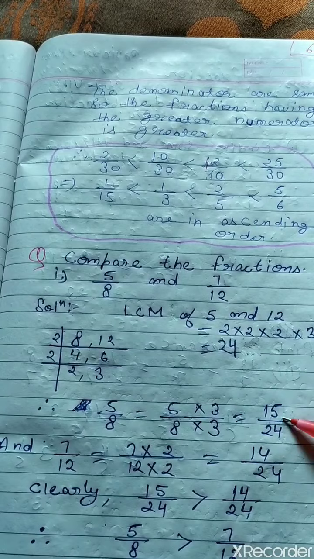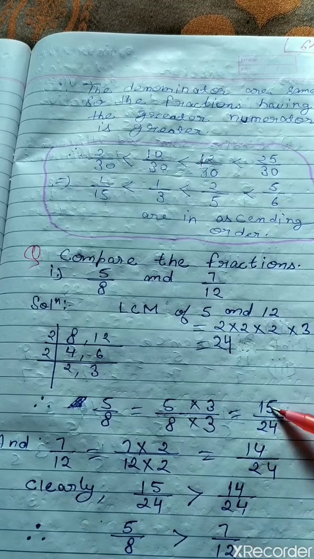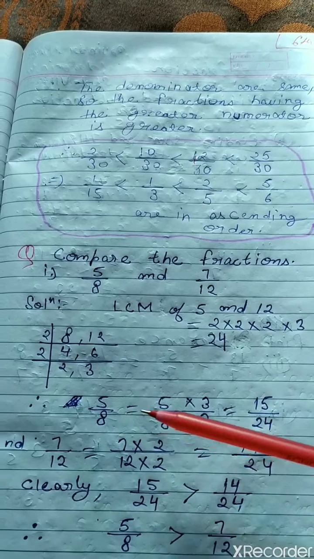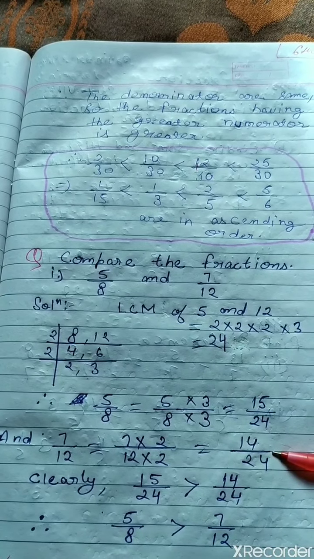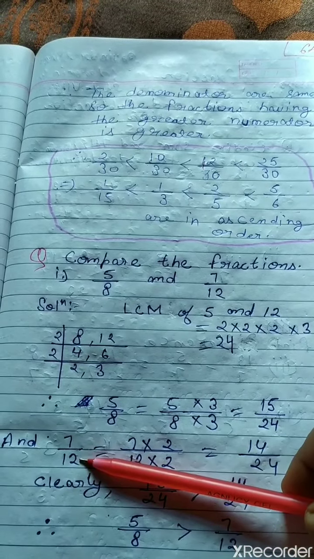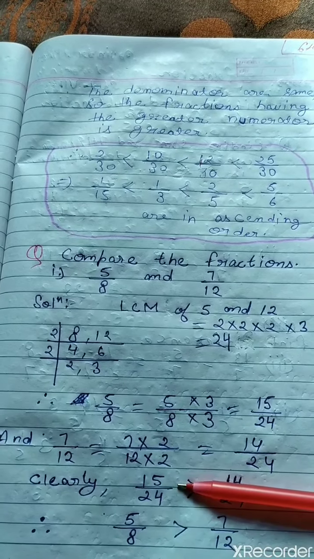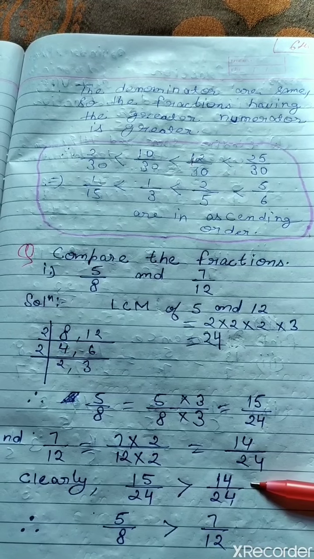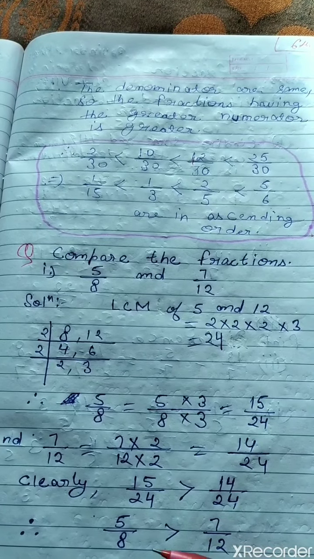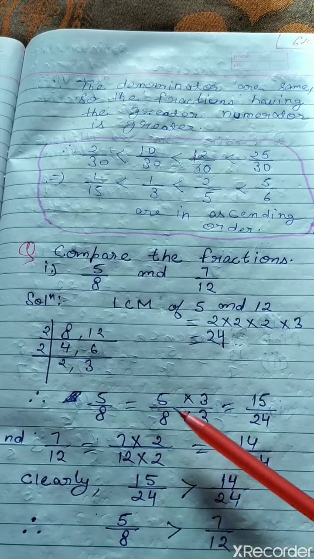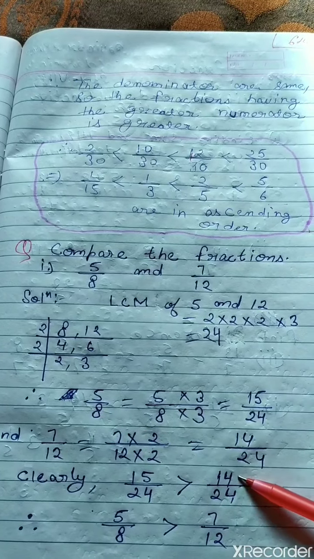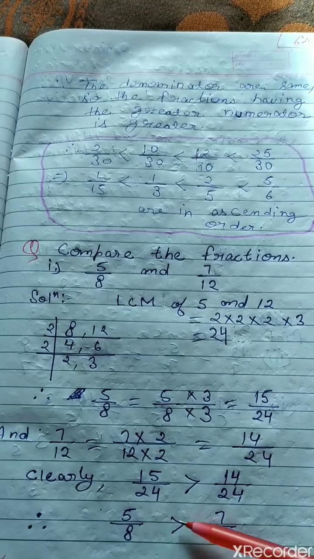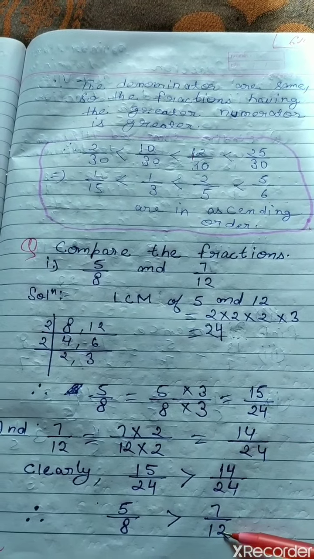Now this 15 by 24 and 14 by 24, you can compare. This 15 by 24 is the equivalent form of 5 by 8 and 14 by 24 is the equivalent form of 7 by 12. So clearly you can compare that 15 by 24 is greater than 14 by 24. And therefore 15 by 24 is equal to 5 by 8 and 14 by 24 is equal to 7 by 12. So you put the value: 5 by 8 is greater than 7 by 12.